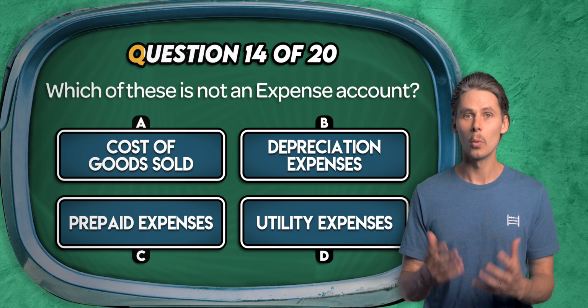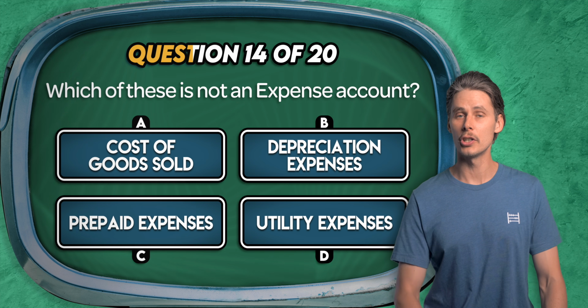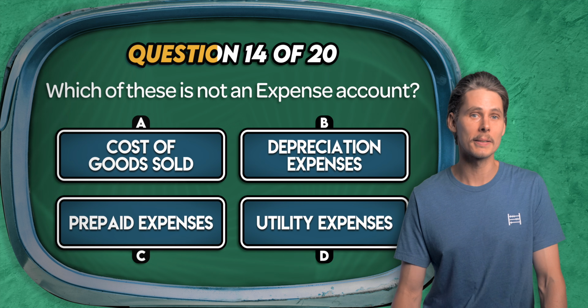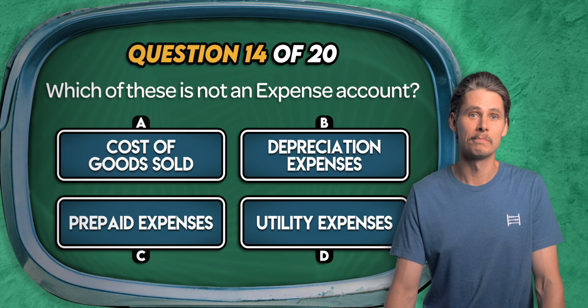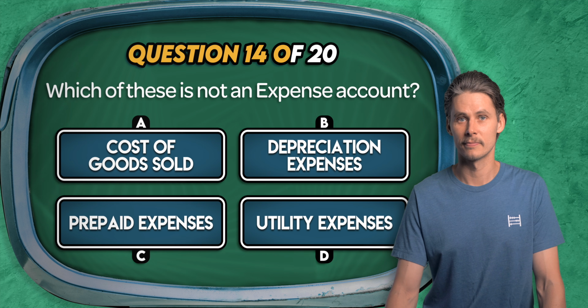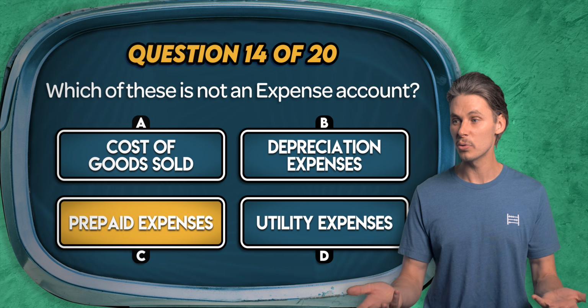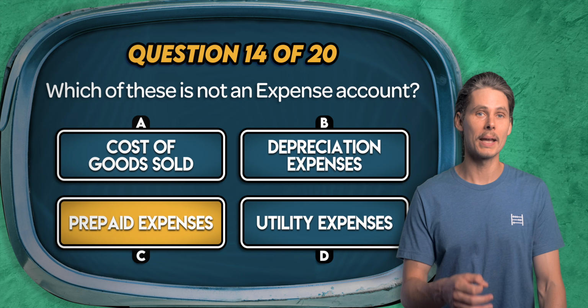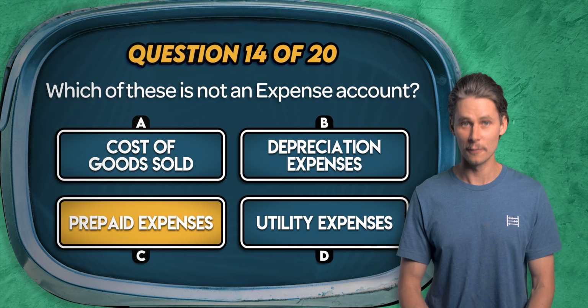Question 14. Which of these is not an expense account? Cost of goods sold, depreciation expenses, prepaid expenses, or utility expenses? It's C. Prepaid expenses are also assets. They represent payments made in advance for products or services that will be received in the future.